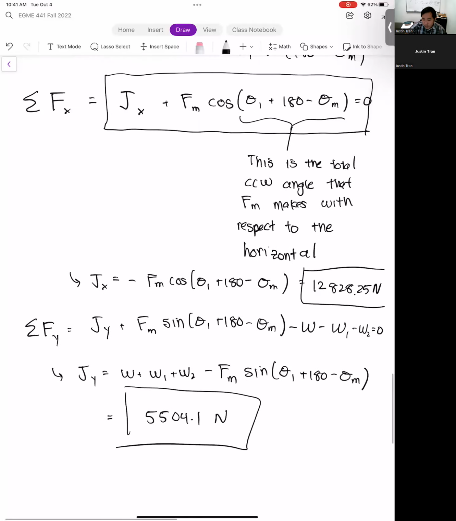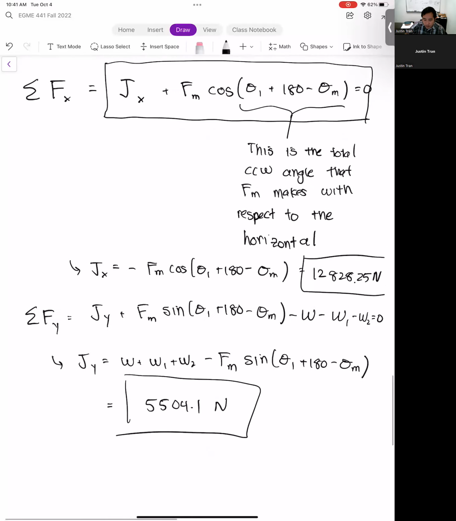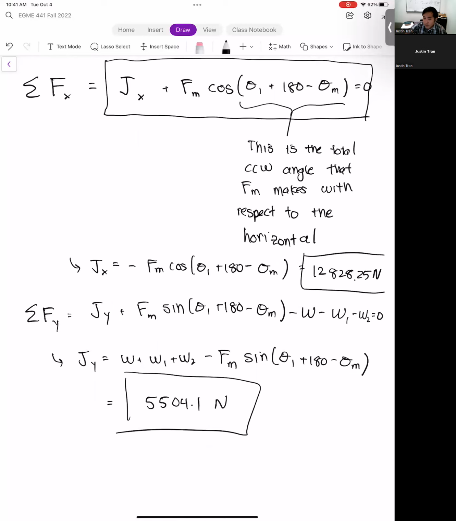So remember the key points here are to remember what the moment arms represent and how to properly compute them for each of the forces, and then what each of the angles represents and how we utilize that in our force equation.